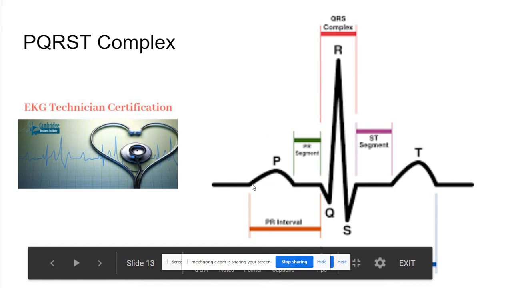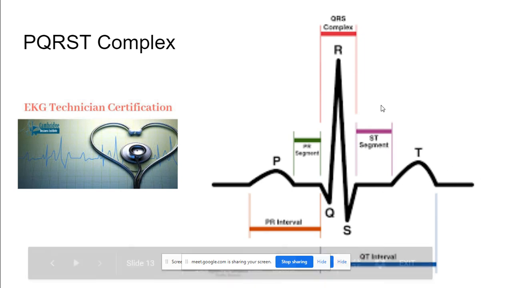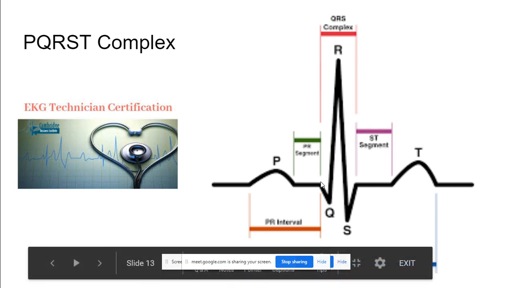So from the beginning of the P to the very end of that interval, which is right where the Q starts, or right when you have the downward deflection off the isoelectric line. And this would be your isoelectric line, kind of the baseline. Okay, and if you're measuring the QRS, it would be from the very start of that to the very end of it.